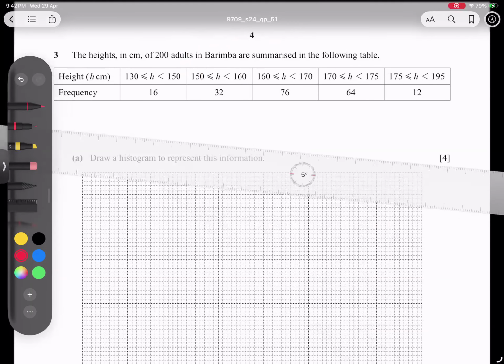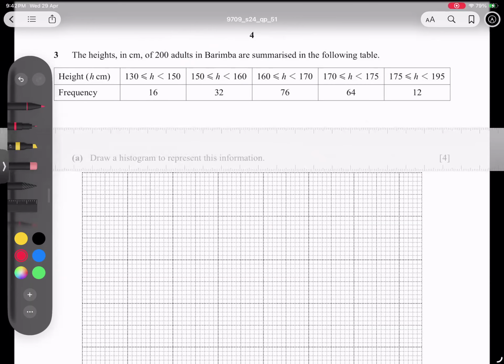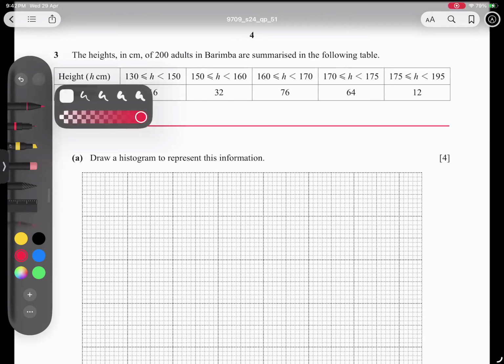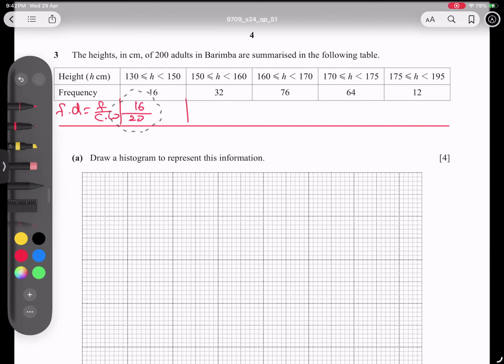So let's try to do it. How can we do this one, students? Get ready. Check it. The formula is frequency density equals frequency over class width. So what is the frequency density? The frequency here is 16, and the gap is 20. If I divide them, 16 over 20, we get 0.8. This part is very clear.